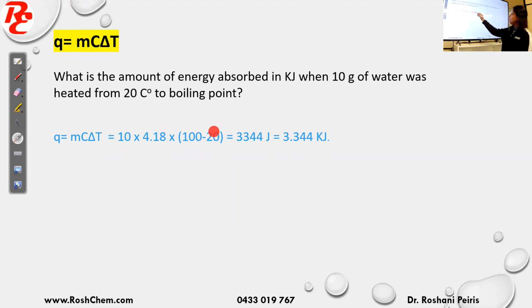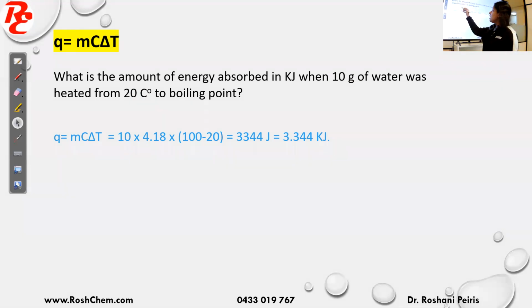And then the change in temperature: the initial one is 20, going to boiling point, which is 100. Therefore, the change in temperature is 100 minus 20. So you get 3,344 joules. Why joules? Because the mass was in grams, so I get my answer in joules. After that, to make it kilojoules, I divide by 1000. So I then get 3.344 kilojoules.